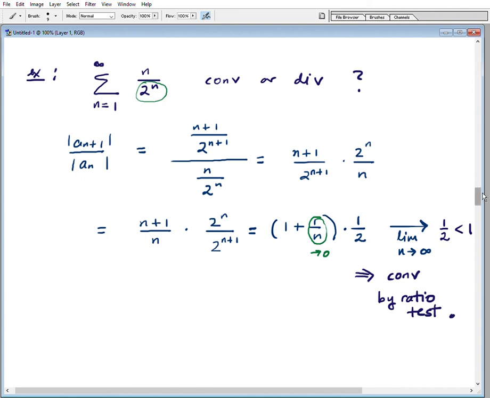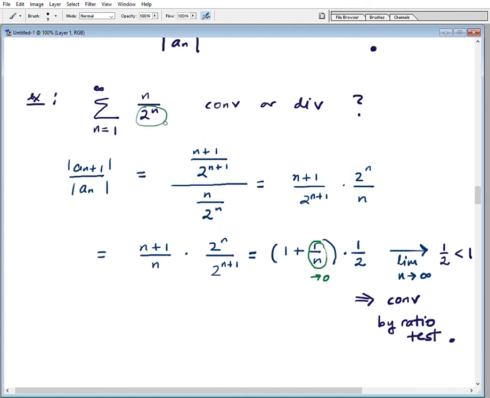So what the ratio test is showing for this particular series is that the ratio of one term to the one before it is close to 1/2 as n goes to infinity. Even though you have this n over here, the ratio of one to the next is still close to 1/2 as n goes to infinity.